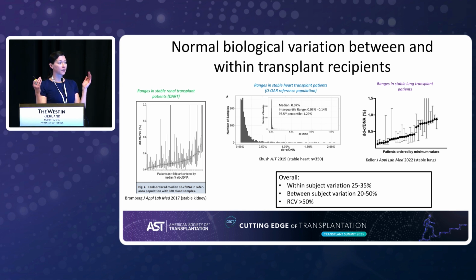So you can see that there's both within individual variability of 25 to 35%, and then between subject variation of up to 50%. So even though the abnormal threshold may be drawn at 0.5%, a large number of stable patients will actually exceed that just under normal circumstances.